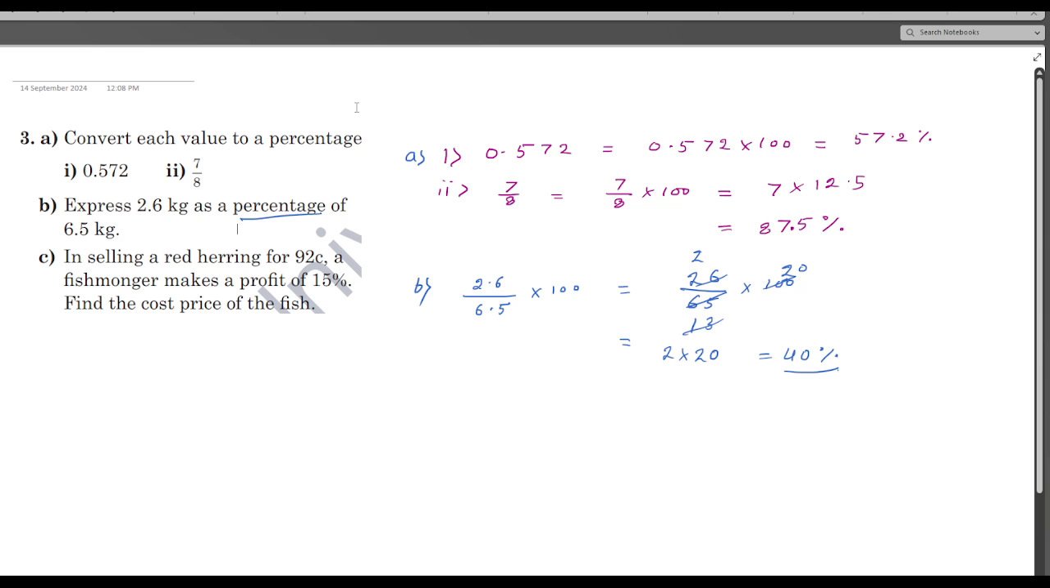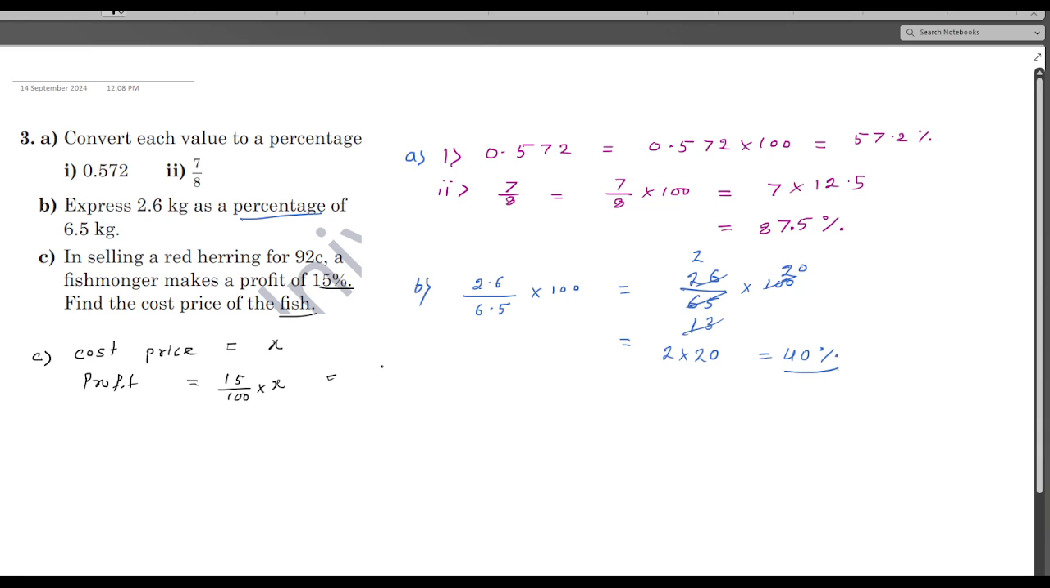C part. In selling red herrings for 92 cents, a fishmonger makes a profit of 15%. Find the cost price of the fish. So let us assume the cost price is, say, X. Then the profit will be 15% of X, meaning 15 divided by 100 of X.